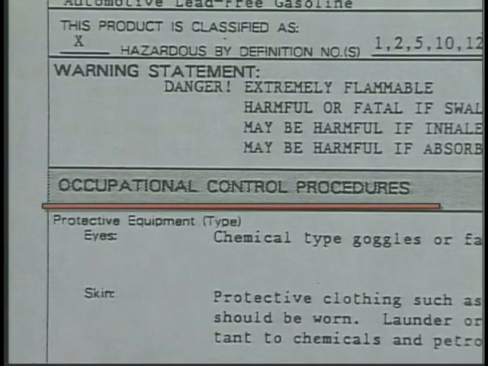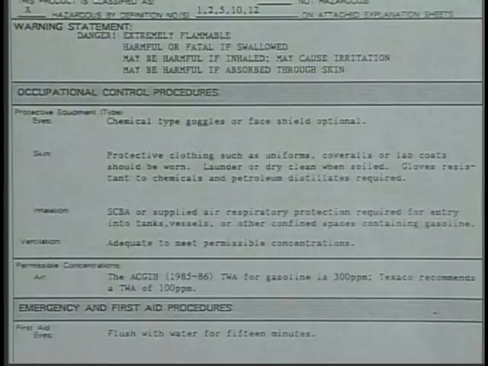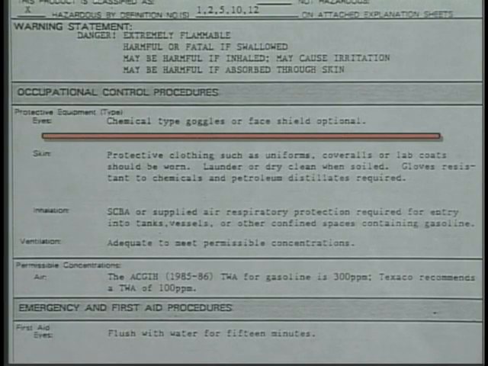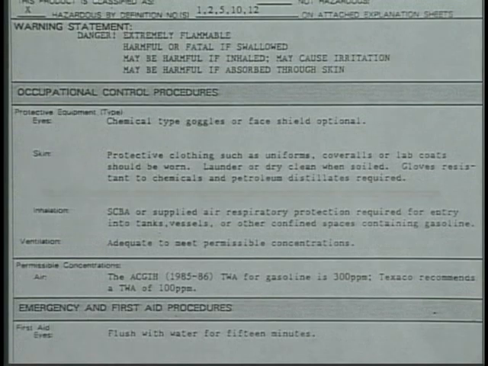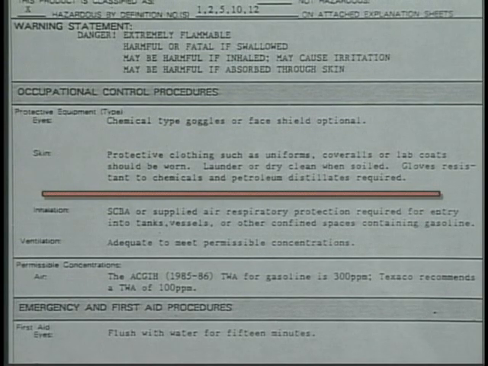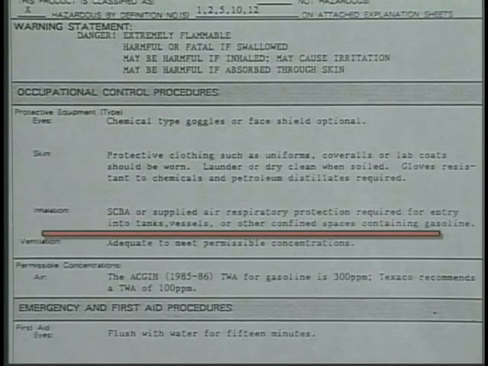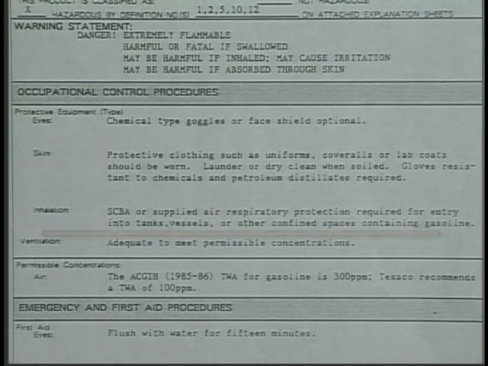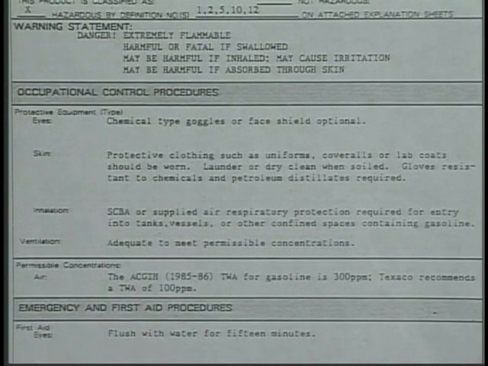The occupational control procedures specify protective equipment, such as chemical-type goggles or face shield optional for eyes. Protective clothing, such as uniforms, coveralls, or lab coats, should be worn for skin protection. Launder or dry clean when soiled. Gloves resistant to chemicals and petroleum distillates required. SBA or supplied air respirator protection required for entry into tanks, vessels, or other confined spaces containing gasoline. This equipment protects from inhalation of the harmful vapors and fumes.